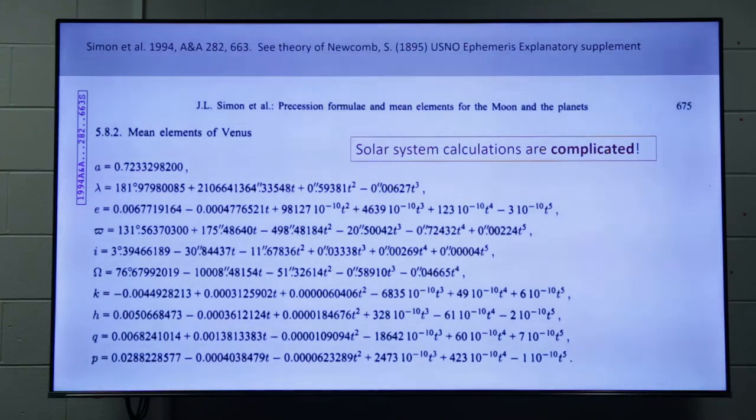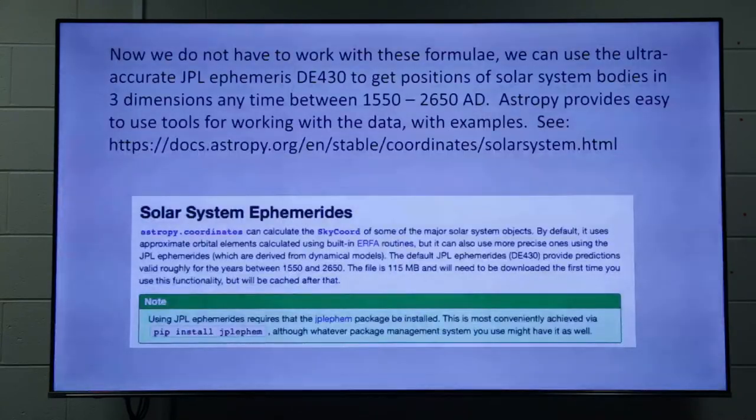Now, you can go to the literature, and there's this guy in Paris named J.L. Simon at the Observatory of Paris. And I got about this far into his paper, and I decided it was too complicated for me. These are all the orbital elements of Venus. And the science of the motions in the solar system is a little too complicated for me. That's not my field. So I decided to do it with computers instead. And the solar system ephemerides from the Jet Propulsion Lab are unbelievably, fantastically accurate.